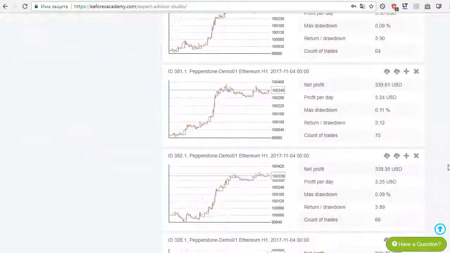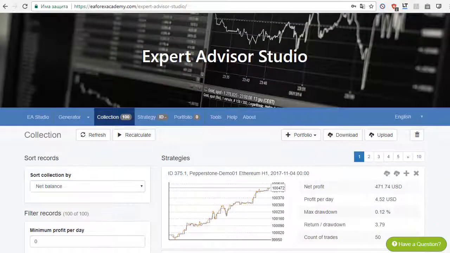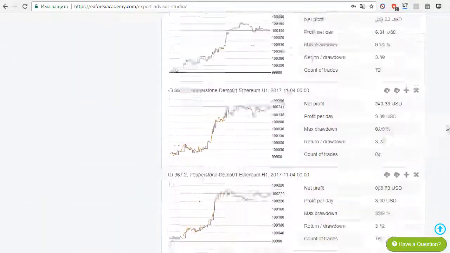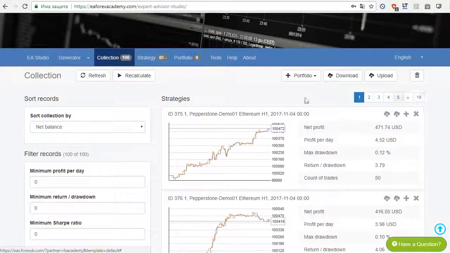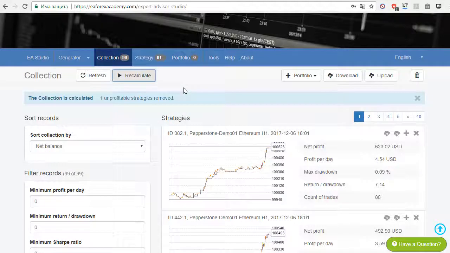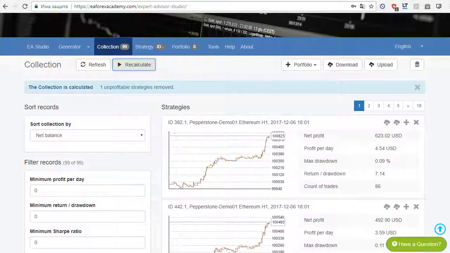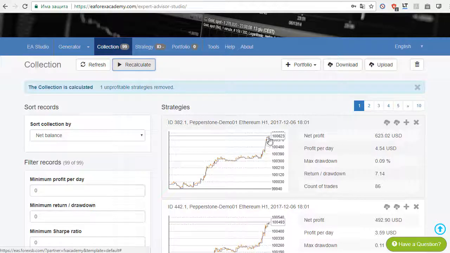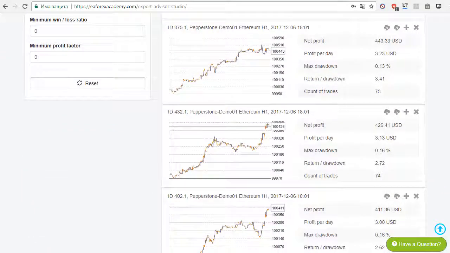Okay, so now when I click on recalculate, you can see here I have 10 strategies on each page and I have 10 pages. So watch carefully what will happen now. I click on recalculate and EA Studio recalculates how many of those strategies continue to be on the profitable side. And you can see something very interesting actually, that some of the strategies have made a great profit during the last month. So this is totally the same thing guys if I keep these 100 strategies on a demo account.